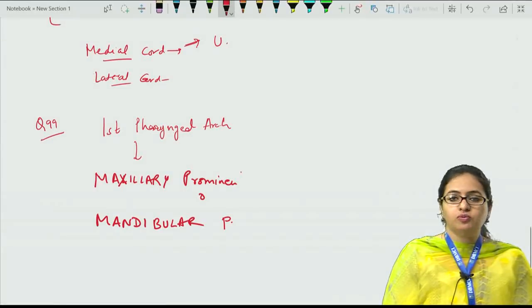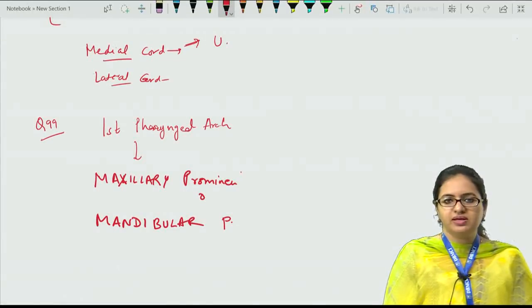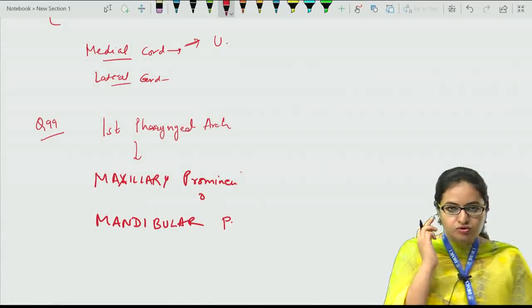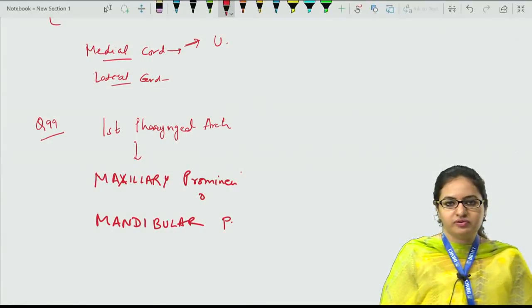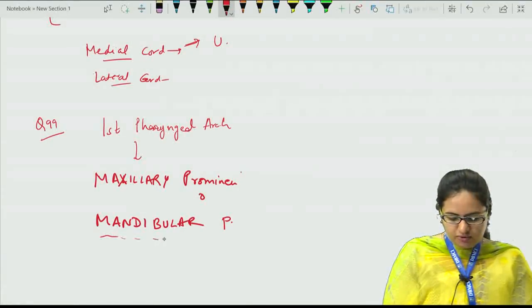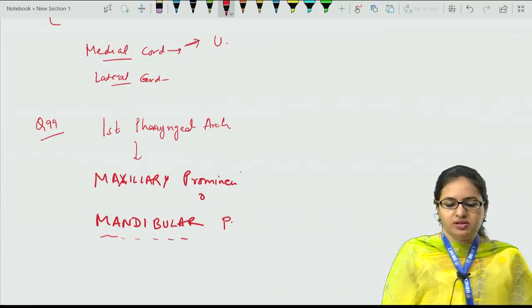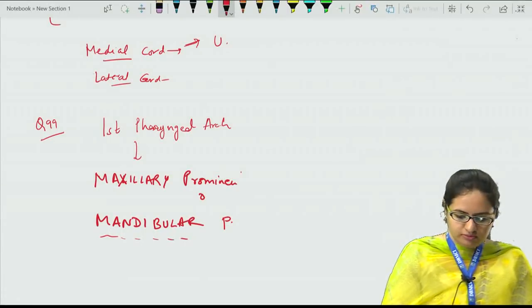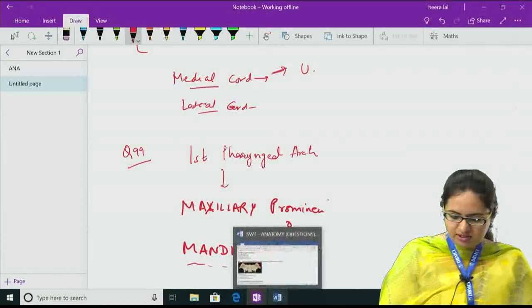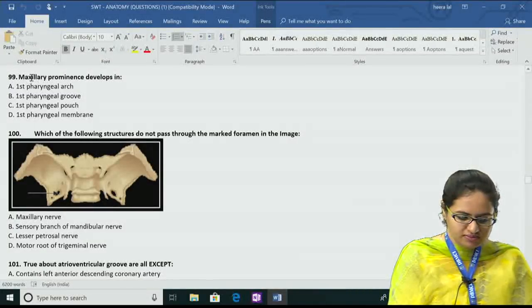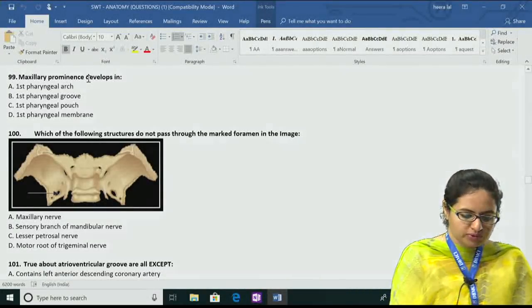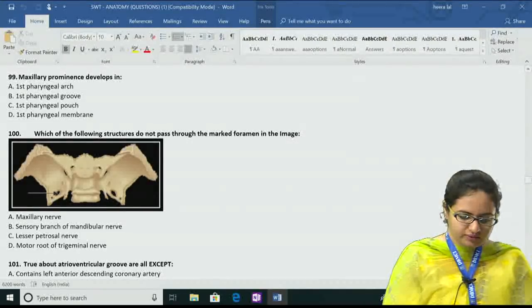In this, the maxillary prominence is the one which gives rise to the maxilla, as well as the zygomatic bone and the squamous part of the temporal bone. The mandibular process gives rise to the mandibular area. So if we come back to question number 99, the answer is that the maxillary prominence as well as the mandibular prominence develop from the first arch. The answer is A.